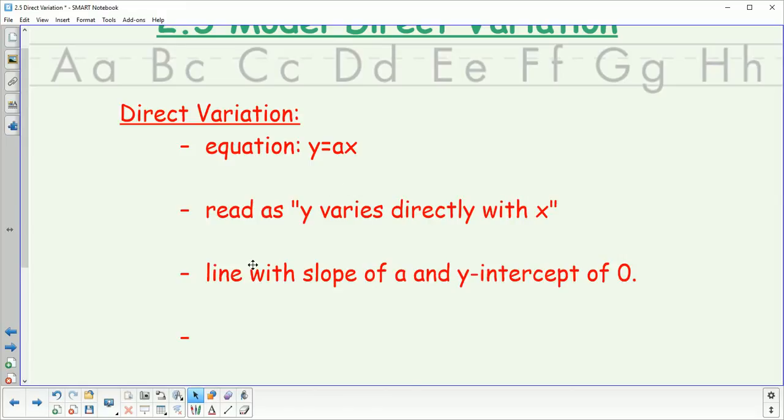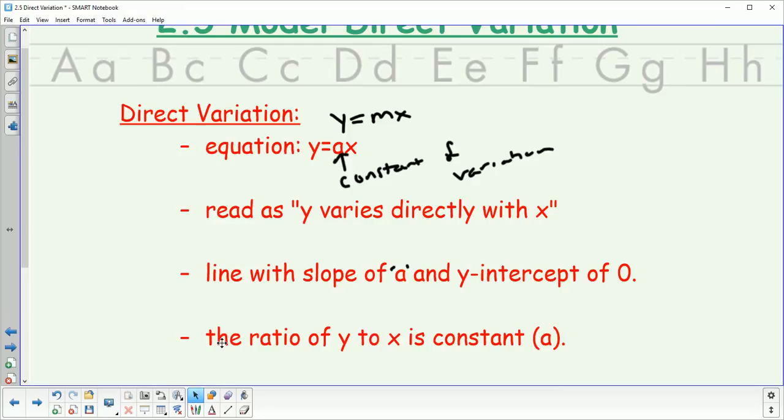Okay, so it has a slope of a. You'll notice your slope here is a. It's kind of like you could also think about this as y equals mx plus 0 for your y-intercept. We read this as y varies directly with x. And this a is called your constant of variation.